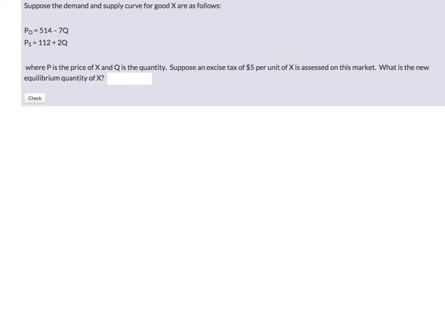To answer this question, you need to know where to apply the $5 tax, or whatever tax is given in the question. For that, you simply have to follow this rule. If you're going to put the tax in the demand, you're going to subtract it from the demand intercept. If you're going to put it in the supply, you're going to increase the supply intercept. And that comes from the supply and demand diagram.